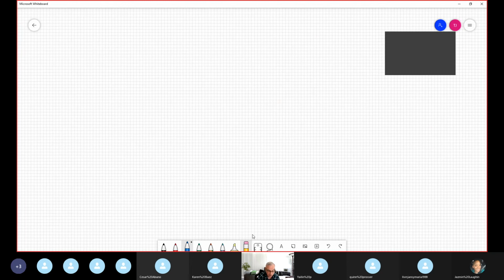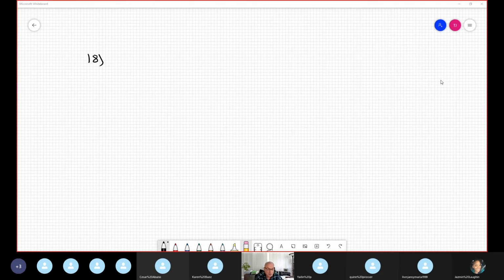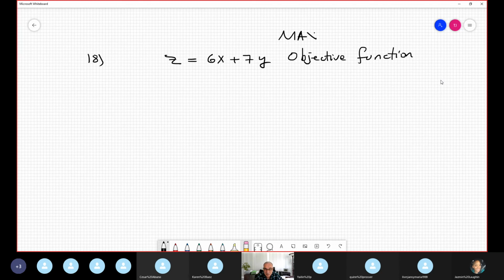Okay, problem 18 is very similar to the 17 linear programming problem. Another one more. Look, we have the objective function, which we identify by the letter Z, 6x plus 7y. This is the objective function, the function that you need to maximize or minimize. In this case, maximize also. Find the maximum.